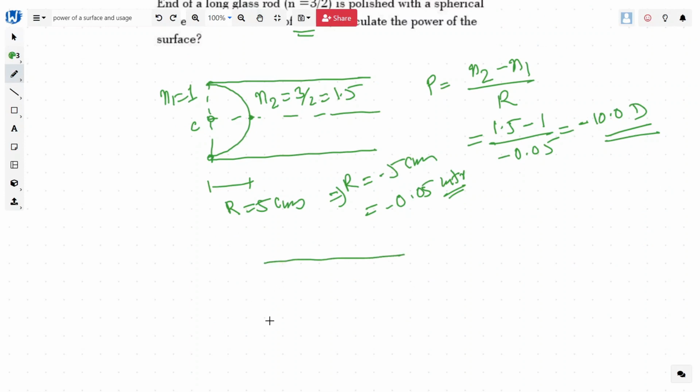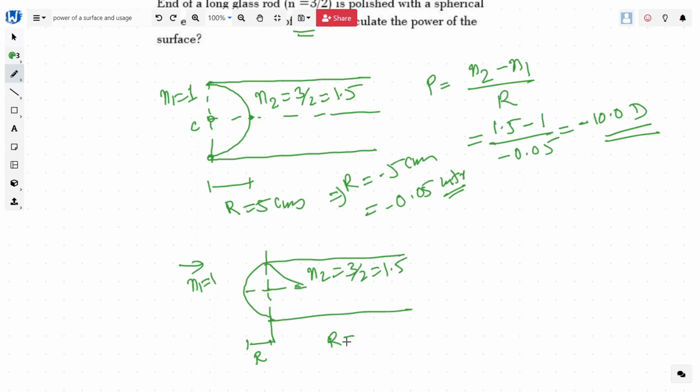So here's our rod and here's our surface in that case, and this R is given. Now the ray of light is again coming from this side, so n1 is equal to 1 and n2 is equal to 3 by 2, which is 1.5. This time around the R is falling on this side, so R is positive 0.05 meters, like we said.